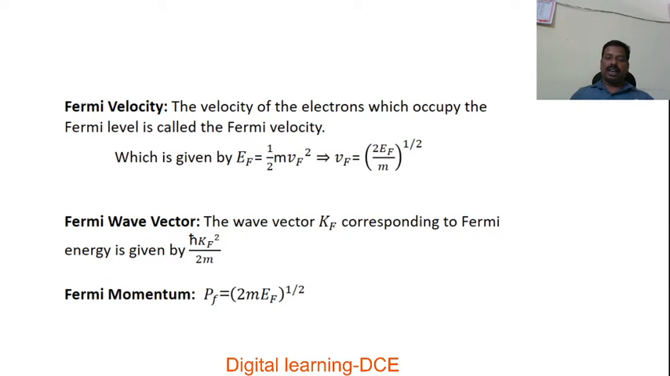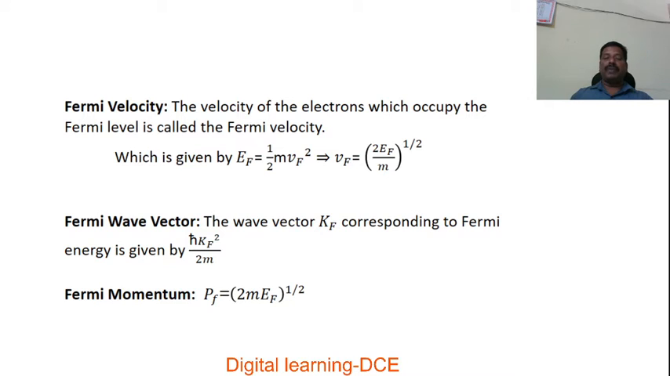Next, we are going to discuss the concept of Fermi velocity. The velocity of the electrons which occupy the Fermi level is called Fermi velocity. The velocity acquired by the electrons which are present in or very close to the Fermi level is what we call Fermi velocity, or the velocity associated with the free electrons at the Fermi level.